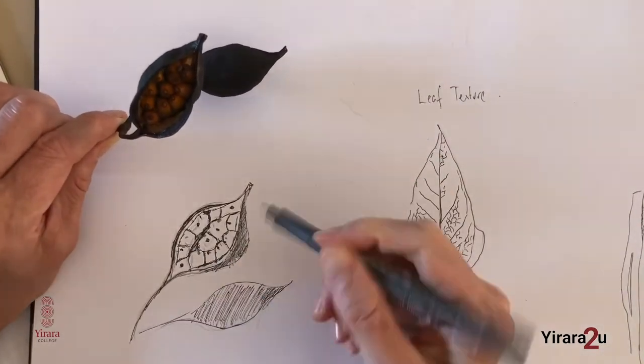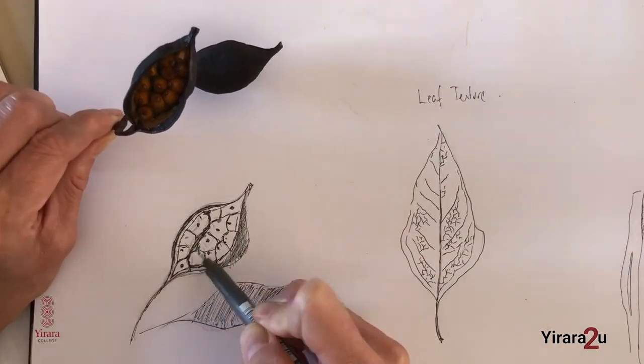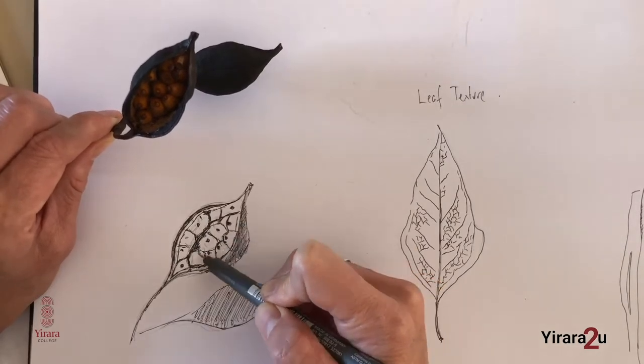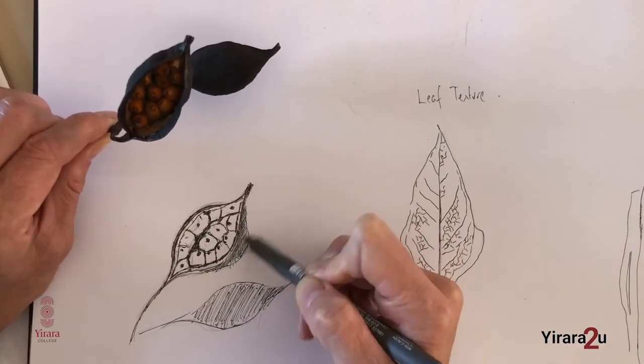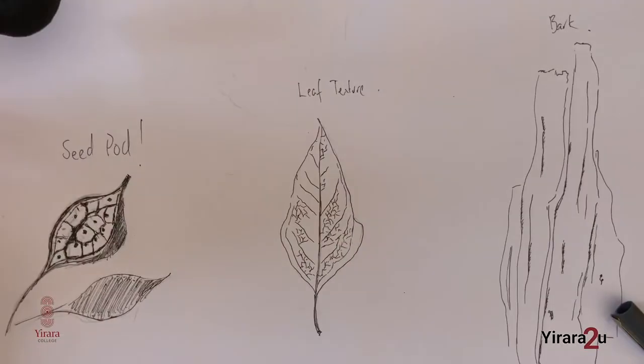So again, look at the shadows, look at the darker bits and the lighter bits, and all of the detail. So there we have it, a seed pod, a leaf and a piece of bark. See what you can find and fill your page up with as much as you possibly can.